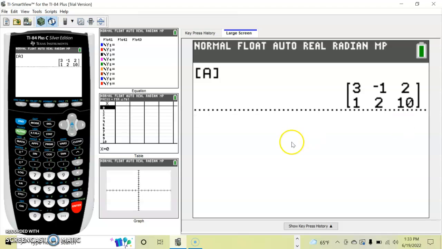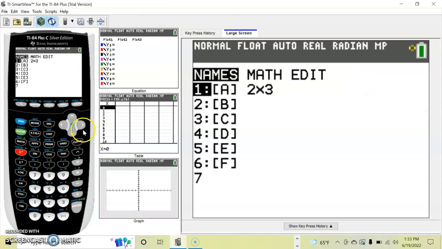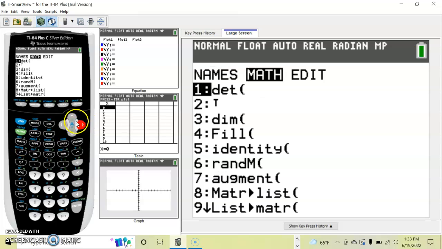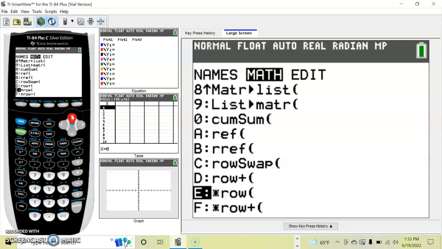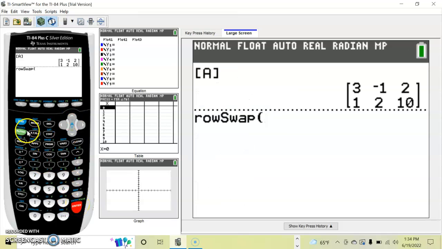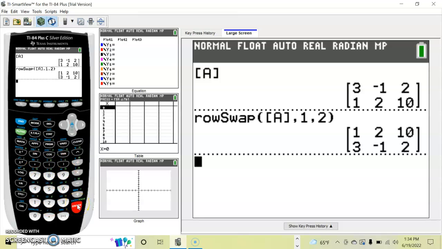So first thing I'm going to do is swap row 1 and row 2 so I can get this one up here into this top left corner. So the way that we do that, again, go to the matrix. Under math is where you're going to find all the matrix functions. The row swap is over here, letter C. So I'm going to swap on matrix A. I'm going to swap row 1 and row 2. So you just use commas to separate the command. Okay, and there's the rows swapped.